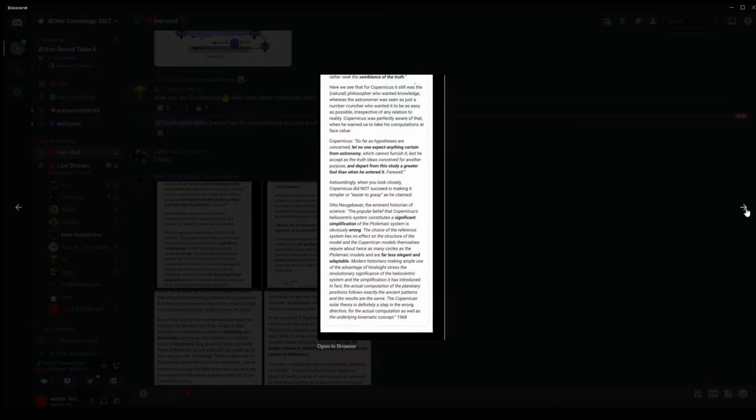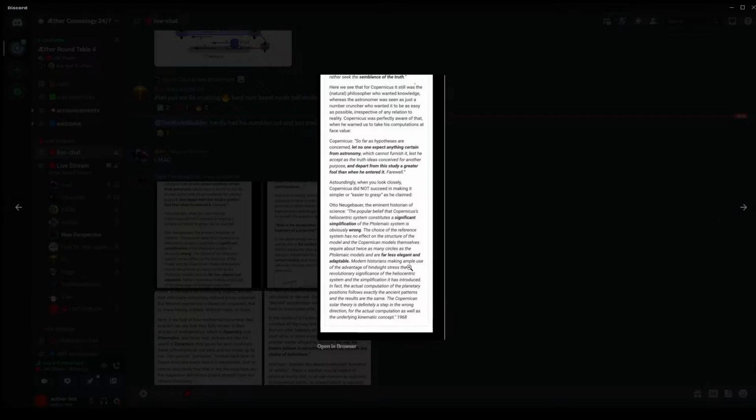And then he quotes Copernicus again. He says, "So far as hypotheses are concerned, let no one expect anything certain from astronomy, which cannot furnish it, lest he accept as the truth ideas conceived for another purpose, and depart from this study a greater fool than when he entered it. Farewell." It says, "Astoundingly, when you look closely, Copernicus did not succeed in making it simpler or easier to grasp, as he claimed." And then he says, Otto Neugebauer, is that a French name there, by the way?